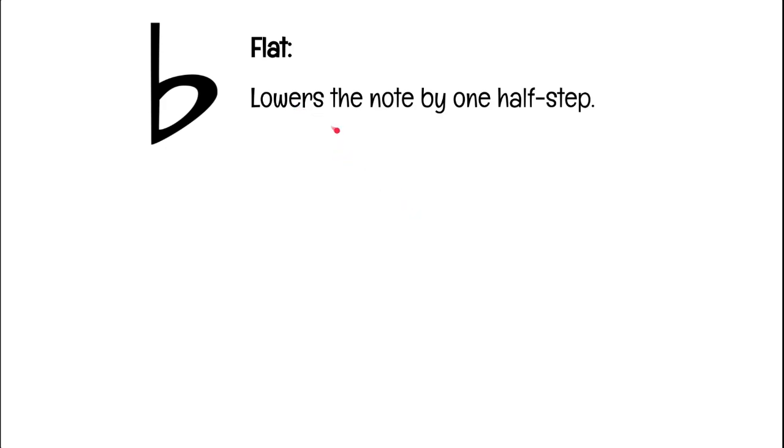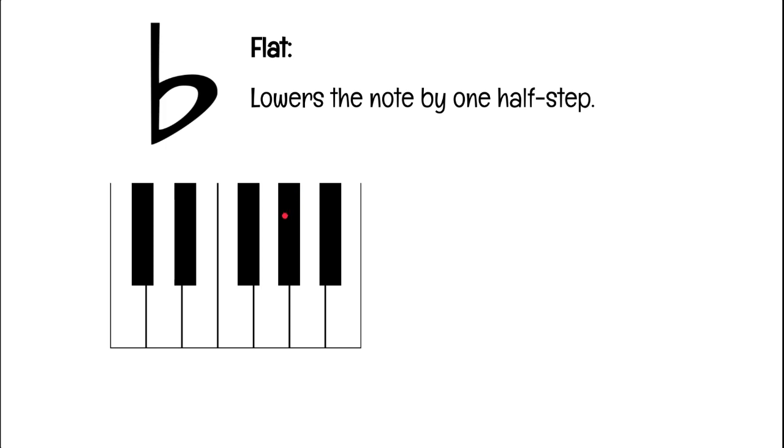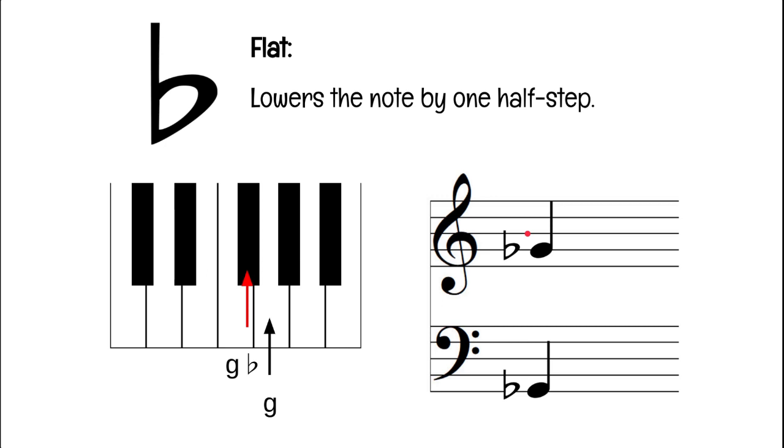Next we have a flat, which lowers the note by 1/2 step. On the keyboard, an example is G, and lowering the note by 1/2 step to the left would be G flat. This would look something like this on the grand staff.